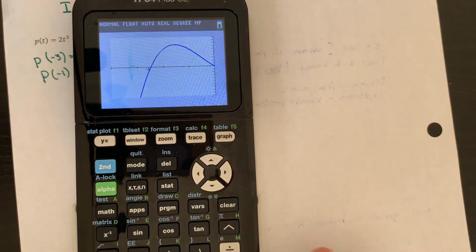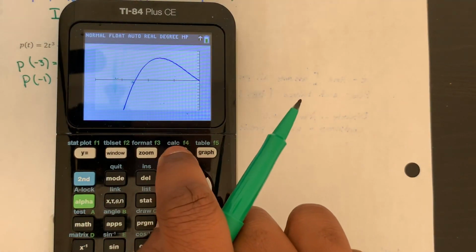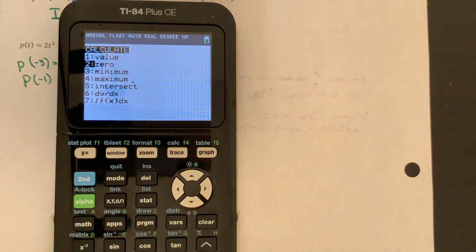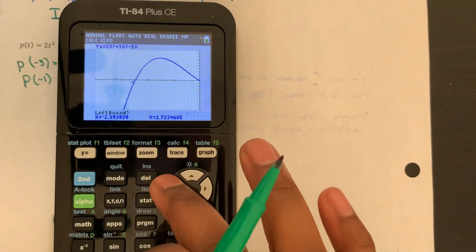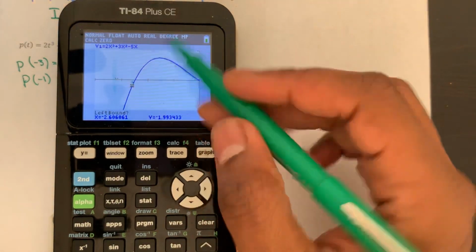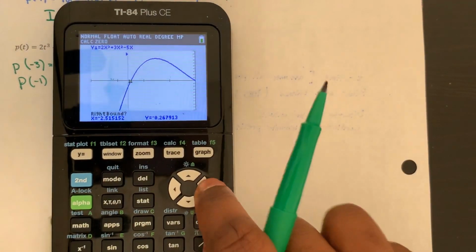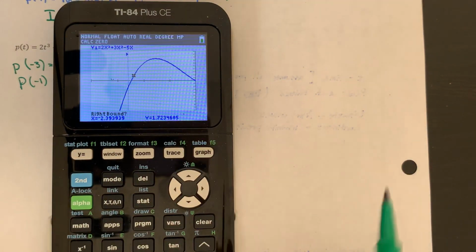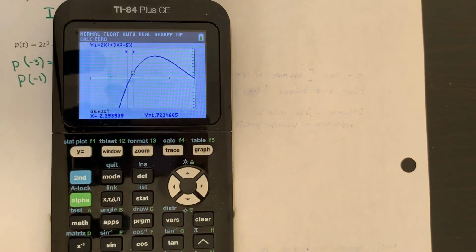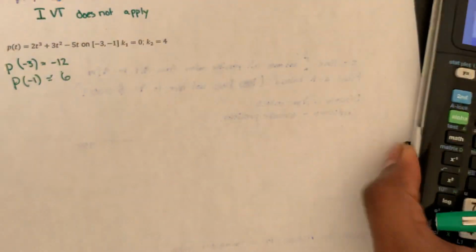So a way to tell our calculator to do this is we press second, calculate, and we just want to do 0. When it says left boundary, we want to scroll somewhere slightly to the left of the x-axis crossing point, press enter, then move somewhere to the right. When it says right bound, move somewhere to the right of that crossing, press enter, and it's going to say guess, and then press enter again. It's going to give us -2.5.